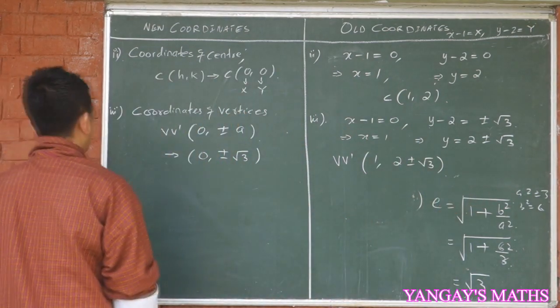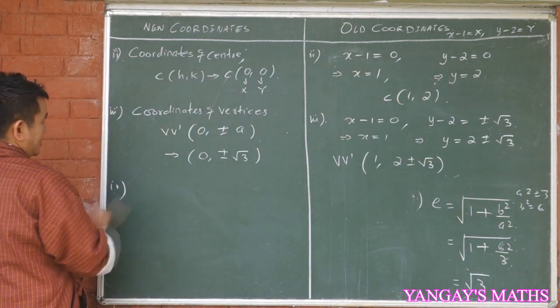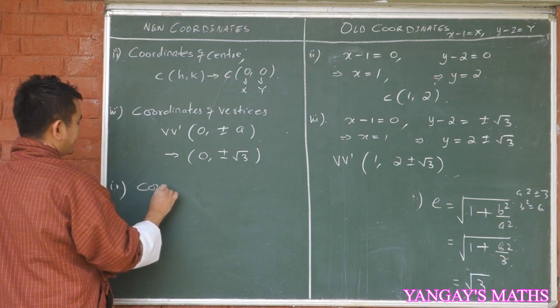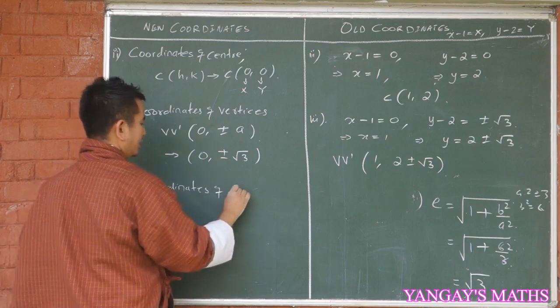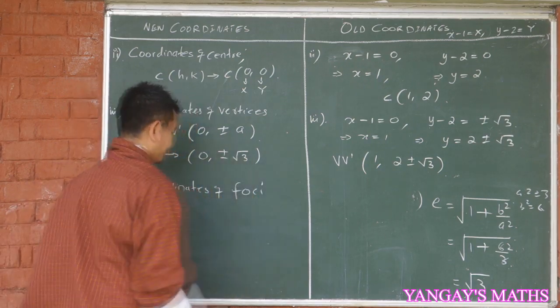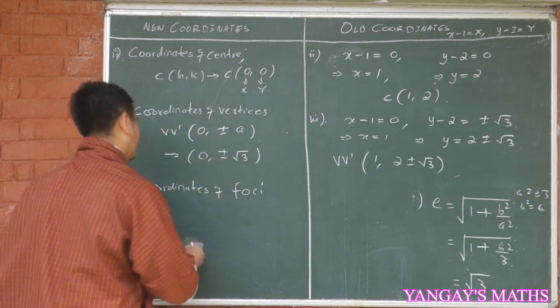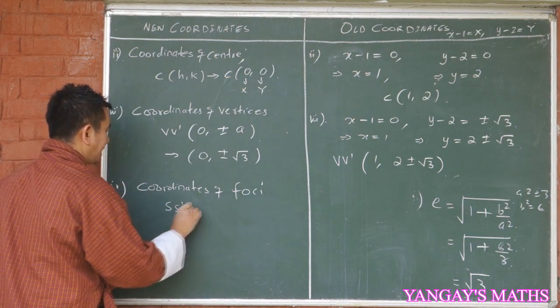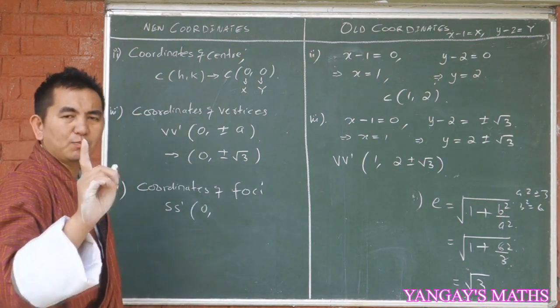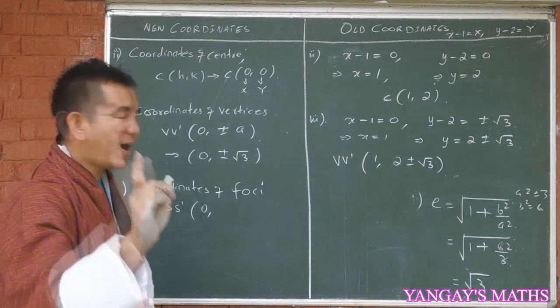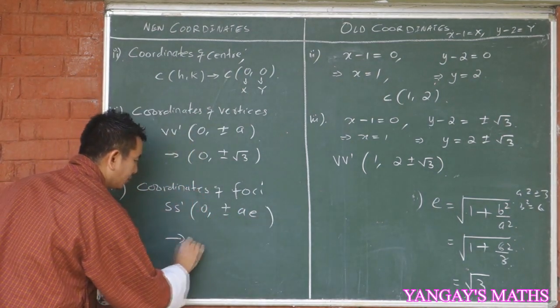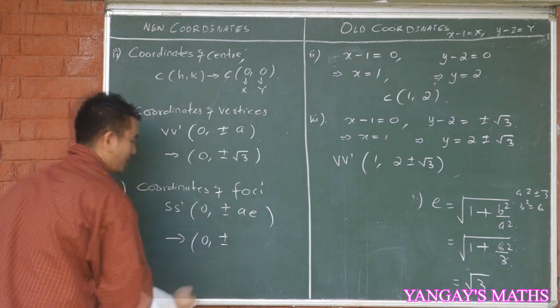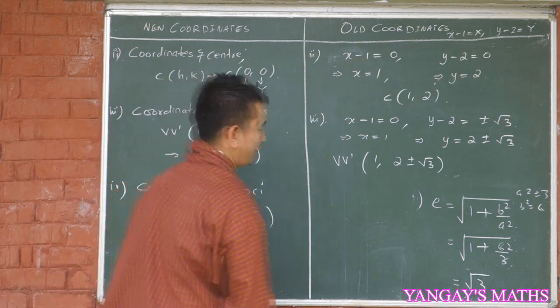Next we need is coordinates of foci. Okay? So what's the coordinates of foci? S dash is equal to... the focus point lies on the y-axis. So plus or minus a e, which is 0 comma plus or minus... What's the value of a? A value is root 3.